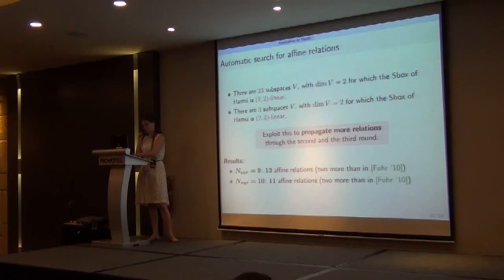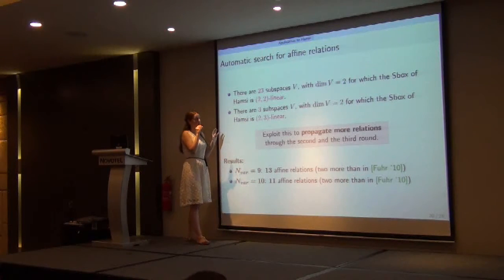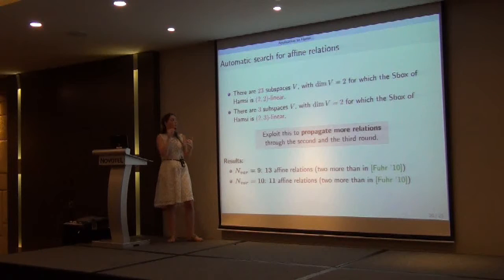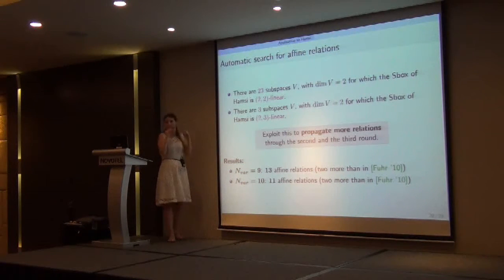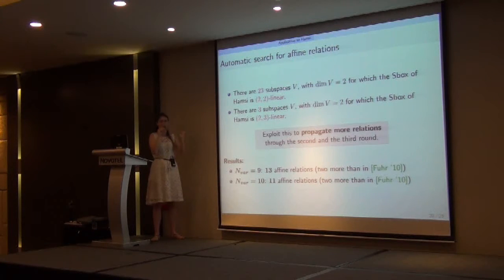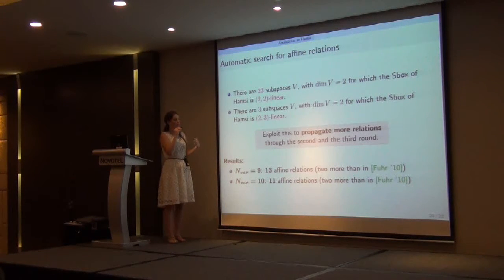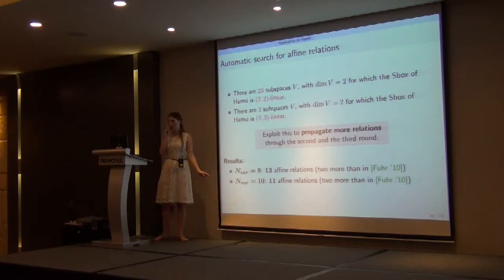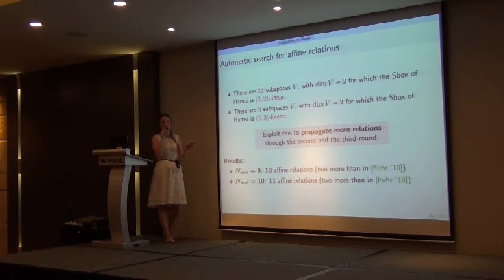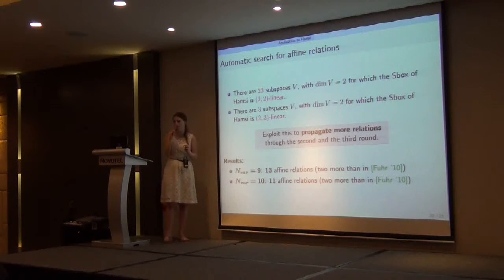So, more precisely, there are 23 subspaces V of dimension 2 such that the S-box is 2-2 linear, and 3 subspaces V of dimension 2 for which the S-box is 2-3 linear. So we did an automatic search by using the algorithm of the second order derivative that I described in the beginning, and so we could find all the possible relations. And we used them to propagate some more relations through the second and the third round, together with some other improvements to the attack. And so what we got is that if we fix 9 variables in the beginning, we get 13 affine relations, and this is 2 relations more than in the original attack. And with 10 variables, we can have 11 affine relations. That's again 2 more than in the attack of Fuhr.